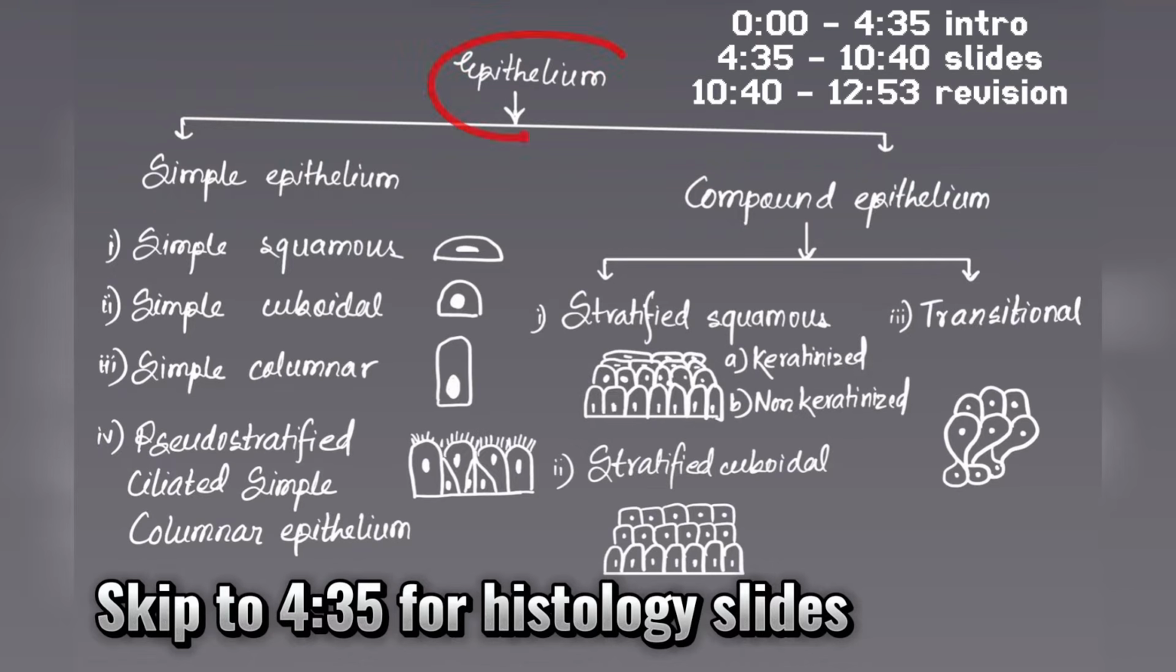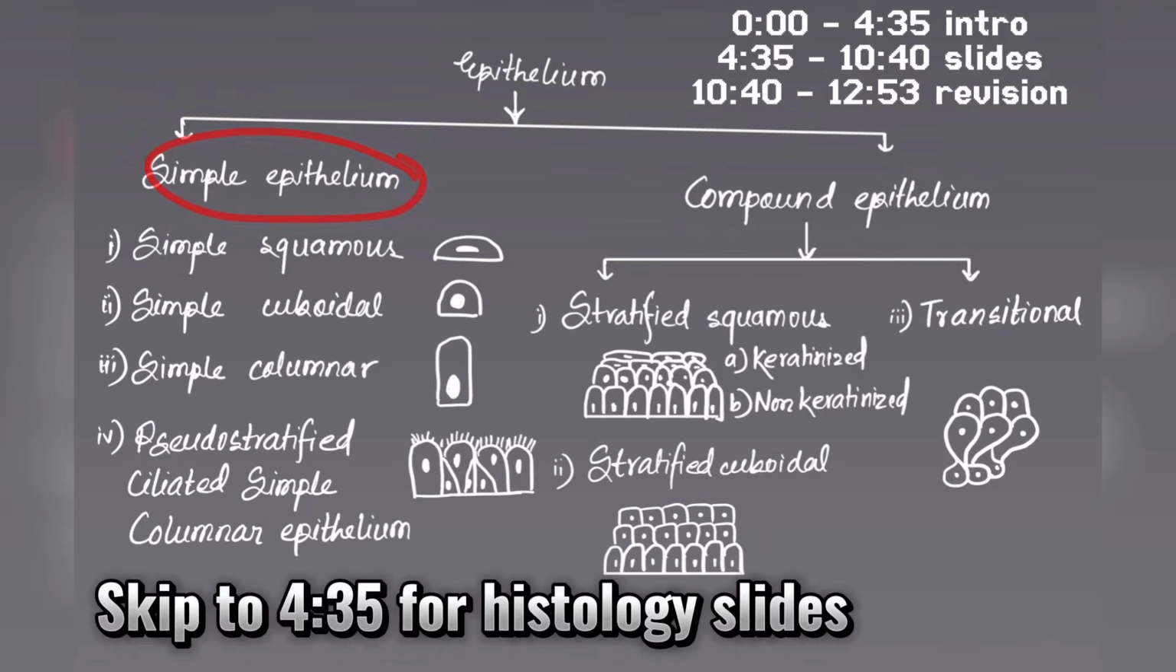So, epithelial tissue is of two types. Simple epithelium, where cells are arranged in a single layer, and compound epithelium, where cells are arranged in multiple layers. Now, while observing under a microscope, you may not be able to see the cells properly. In that case, you can look at the nucleus of the cells. If the nuclei are arranged in a single layer, that means the cells around them are also arranged in a single layer. So it's simple epithelium. But if the nuclei are arranged in multiple layers, then obviously the cells are arranged in multiple layers as well. So that's your compound epithelium.